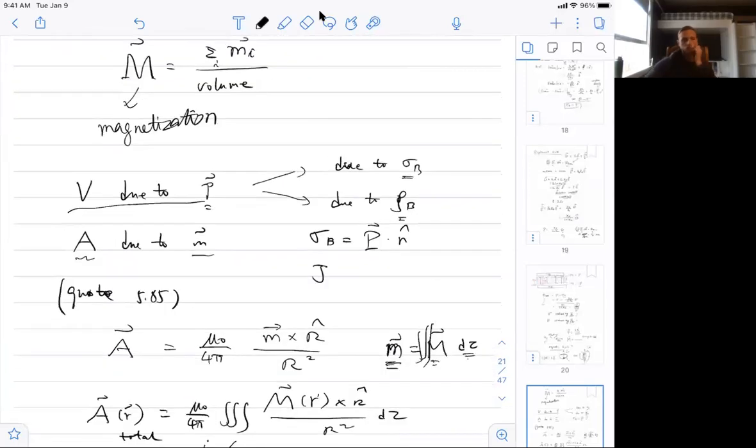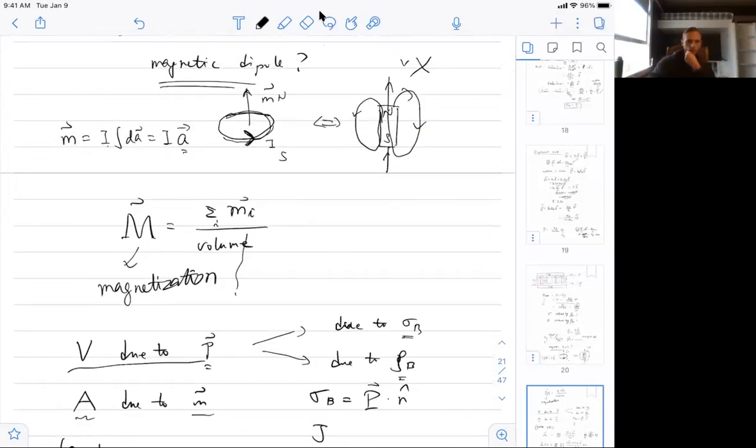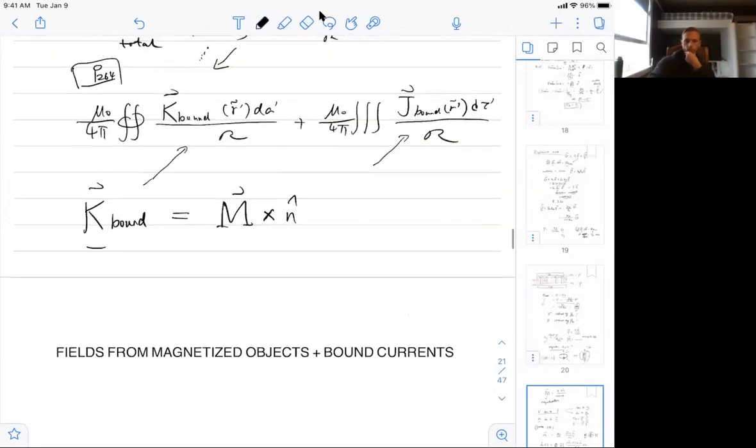Again, rho bound is the divergence of P, and here, J bound is the curl of M. So that's how we have found the bound surface current and the volume current. We will, of course, later on talk about why they are equal. We'll go through the derivation again. But you can see we follow a very similar strategy as we did previously.